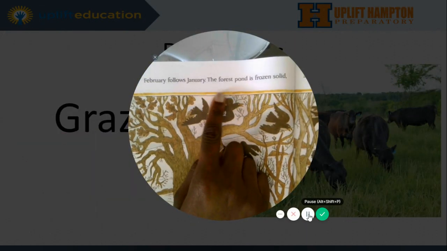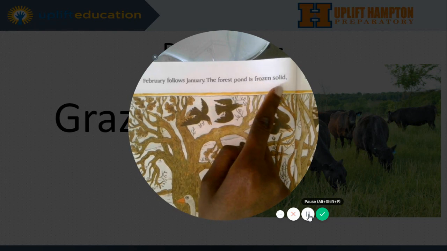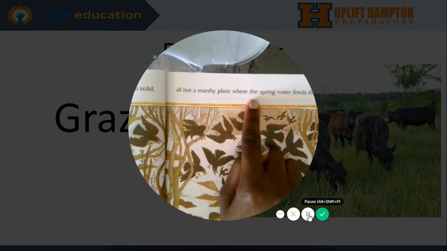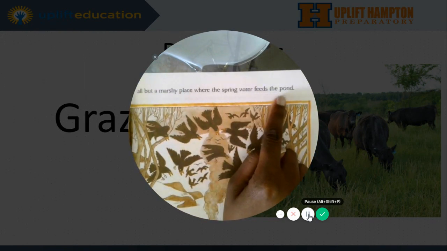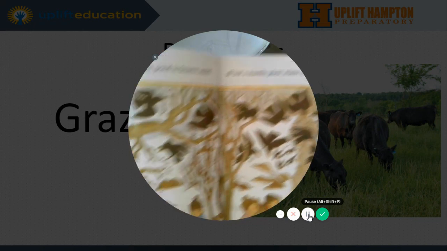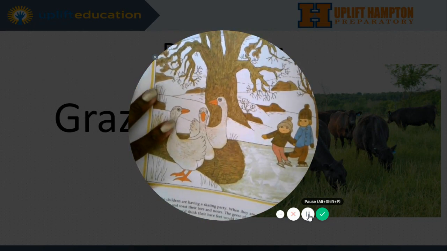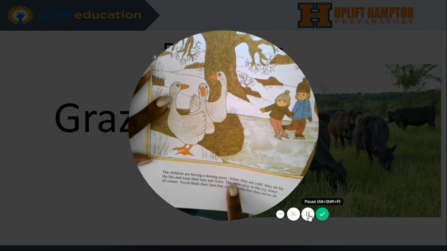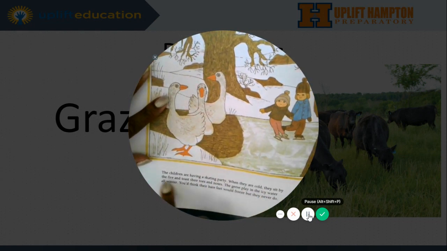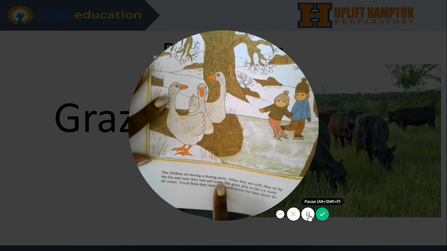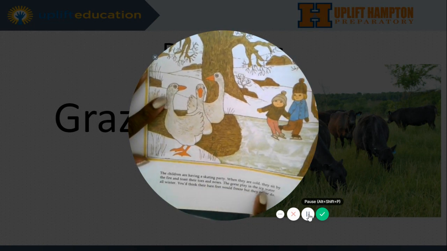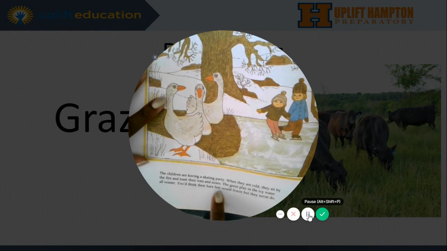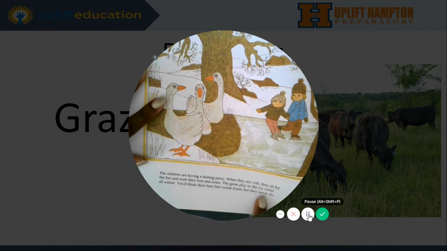February follows January. The forest pond is frozen solid, all but a marshy place where the spring water feeds the pond. The children are having a skating party. When they are cold, they sit by the fire and toast their toes and noses. The geese play in the icy water all winter. You'd think their bare feet would freeze, but they never do.